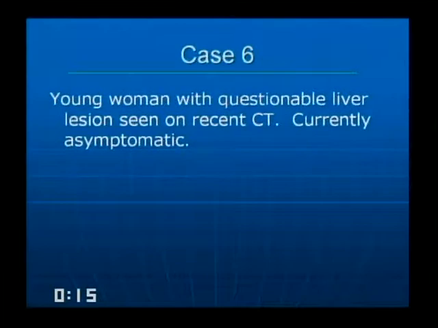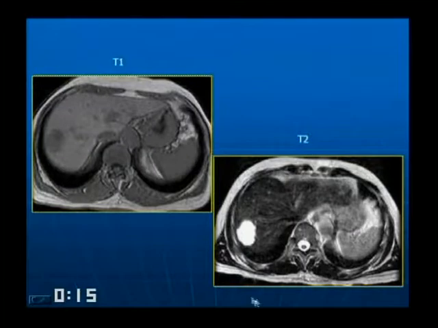Case 6, young woman with questionable liver lesion seen on a recent CT, she is now asymptomatic. So I'm showing you a T1, T2 weighted image through the liver. On T1, I think everybody sees the lesion. The lesion is hypointense on T1, fairly well marginated. And on T2, is it a little bright or very bright? Very bright. So it's as bright as CSF.